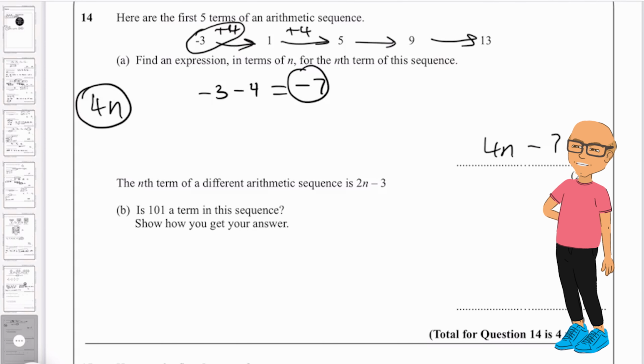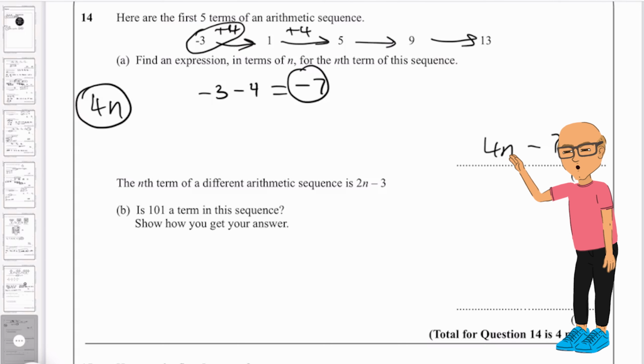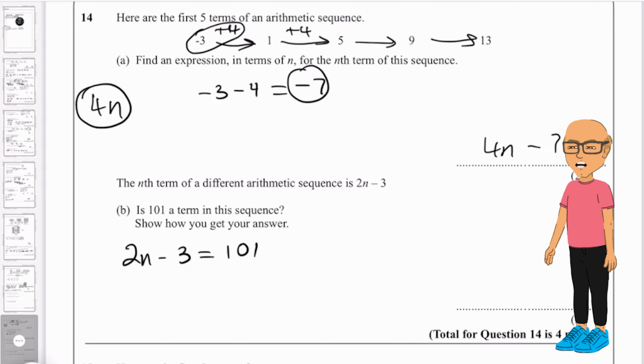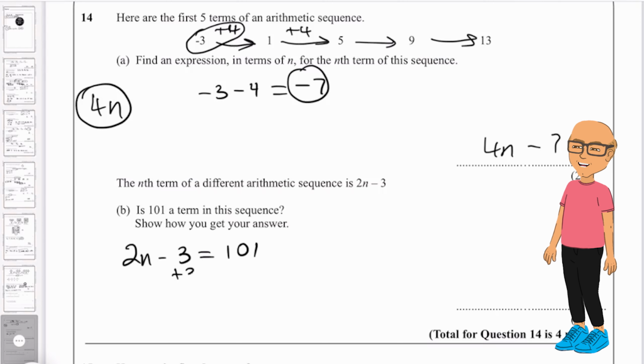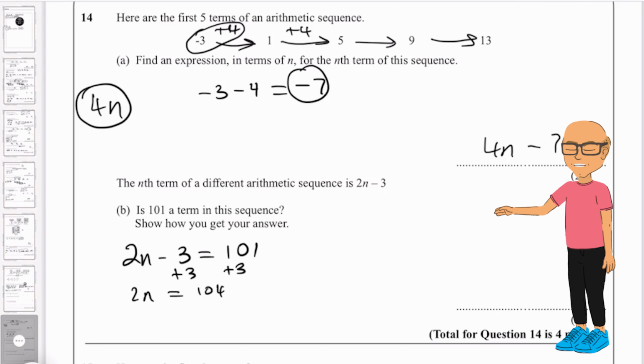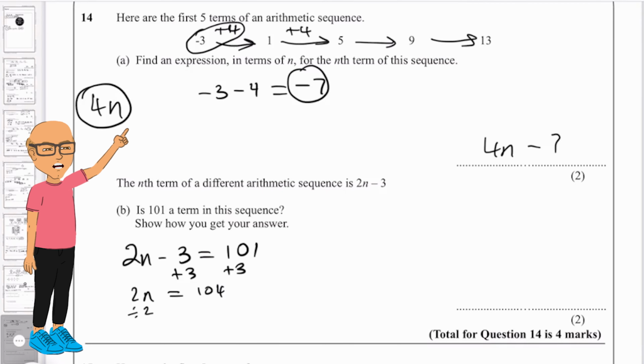And for part B, it states that the nth term of a different arithmetic sequence is 2n minus 3. And we need to check if 101 is a term in the sequence. So we'll have 2n minus 3 equals 101. We then need to make n the subject. So we'll add 3 on both sides. So we get 2n equals 104. And then we'll divide both sides by 2. So we have n equals 52.